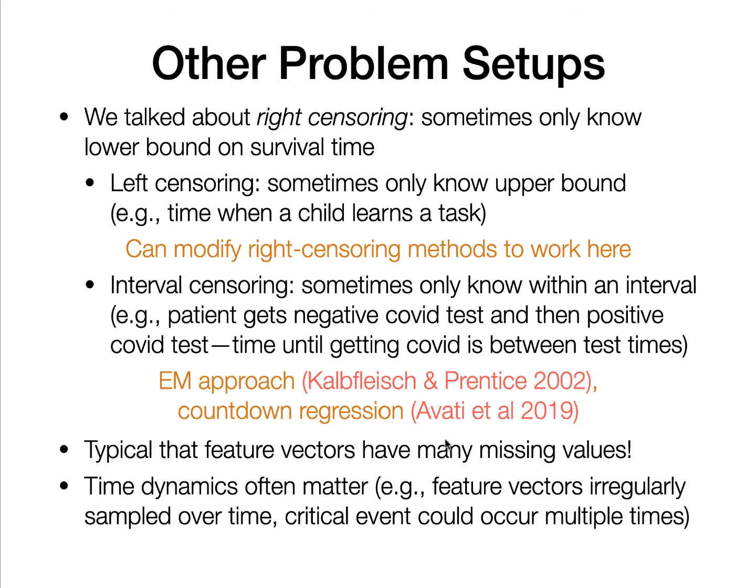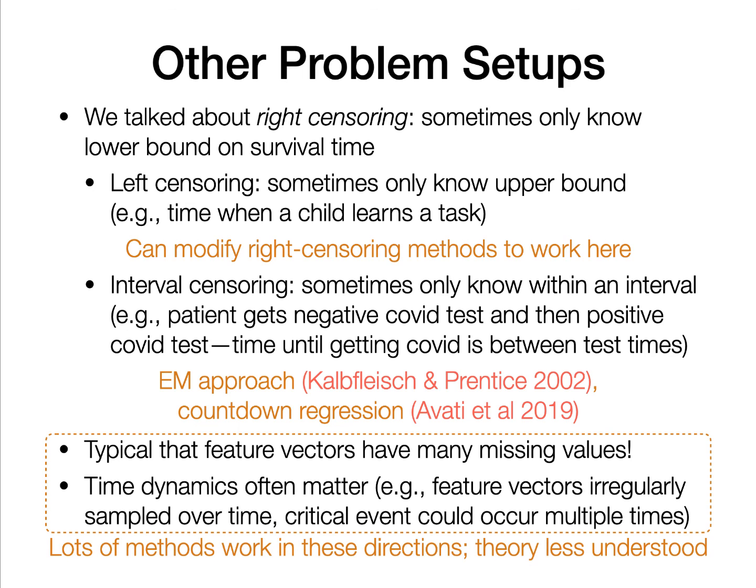Something else is oftentimes you might be doing a time-to-event prediction task where time dynamics matter. Maybe you have feature vectors that are actually sampled over time, and maybe they're irregularly sampled over time, and you want to, at different time points, predict time until a critical event happens. So I'll just say there are a bunch of researchers now that are working on these kinds of methods. The theory here is less well understood, and as you can imagine, it's much more complicated. That's all I will say about other problem setups.